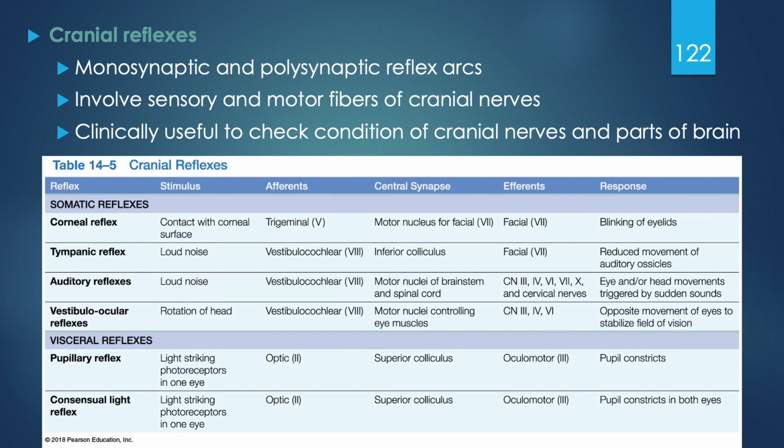To be able to determine whether the vestibulo-ocular reflexes are working properly, we'd want to be able to see if somebody could rotate their head properly, because the opposite movement of the eyes to stabilize field of vision would be an important thing to note. There are other reflexes that are visceral, the pupillary reflex and the consensual light reflex, and we're going to work on these in the lab, and they're a lot of fun. These are just a very quick review of some cranial reflexes, and this by no means is meant to be an exhaustive idea of what is involved in a neurological exam, but just to give you an idea of how some of these reflexes can indicate how the performance is of these specific cranial nerves.